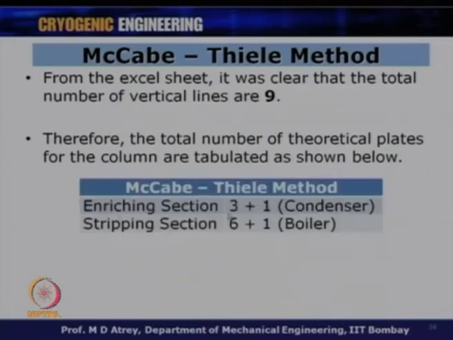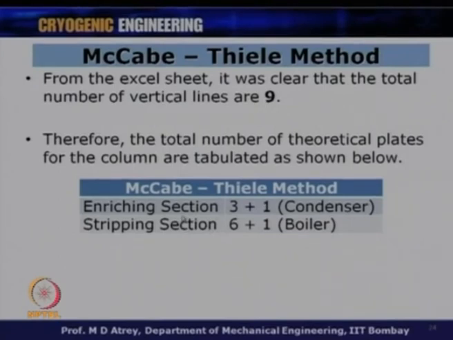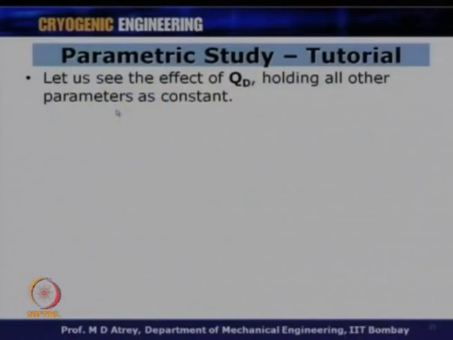The enriching section had 3 plates plus the condenser, and the stripping section, the bottom section, had 6 plates plus the boiler. This was the case when the given 500 kilowatt condensation cooling effect was available, and the purity requirement was 97% and 0.05% respectively for the top and the bottom section. Now, let us take this as a tutorial. We want to understand the effect of different parameters. The first parameter is the effect of QD, which is the condensation cooling effect available on the top, holding all other parameters constant.